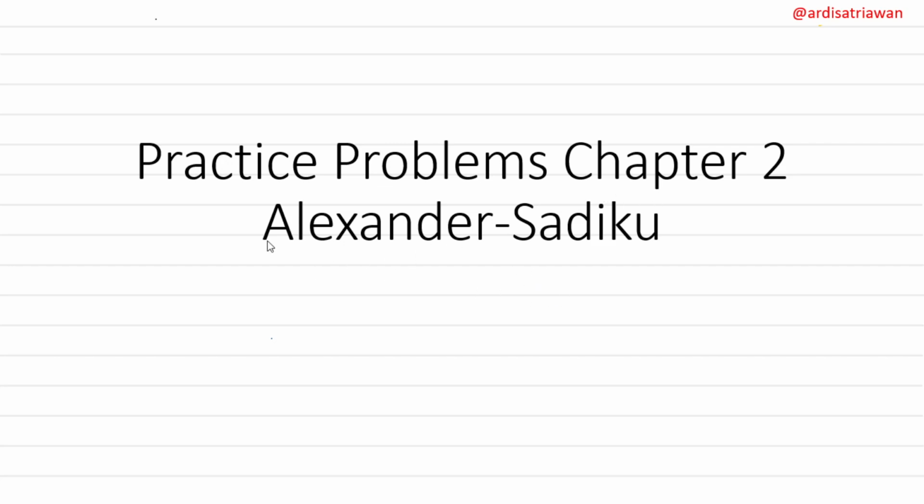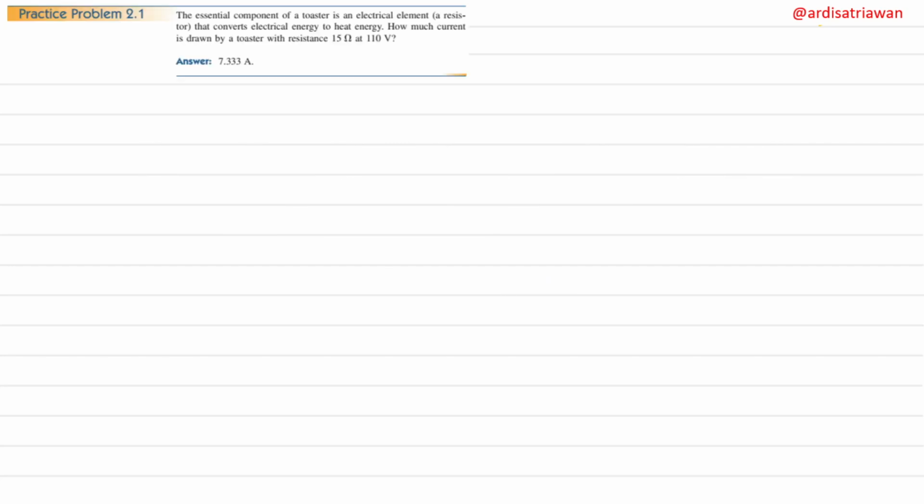Okay, let's start. So we are going to solve practice problem 2.1 from the Sadiku book. Let's read the problem first. The essential component of a toaster is an electrical element, a resistor, that converts electrical energy to heat energy. How much current is drawn by a toaster with a resistance of 15 ohm at 110 volt?